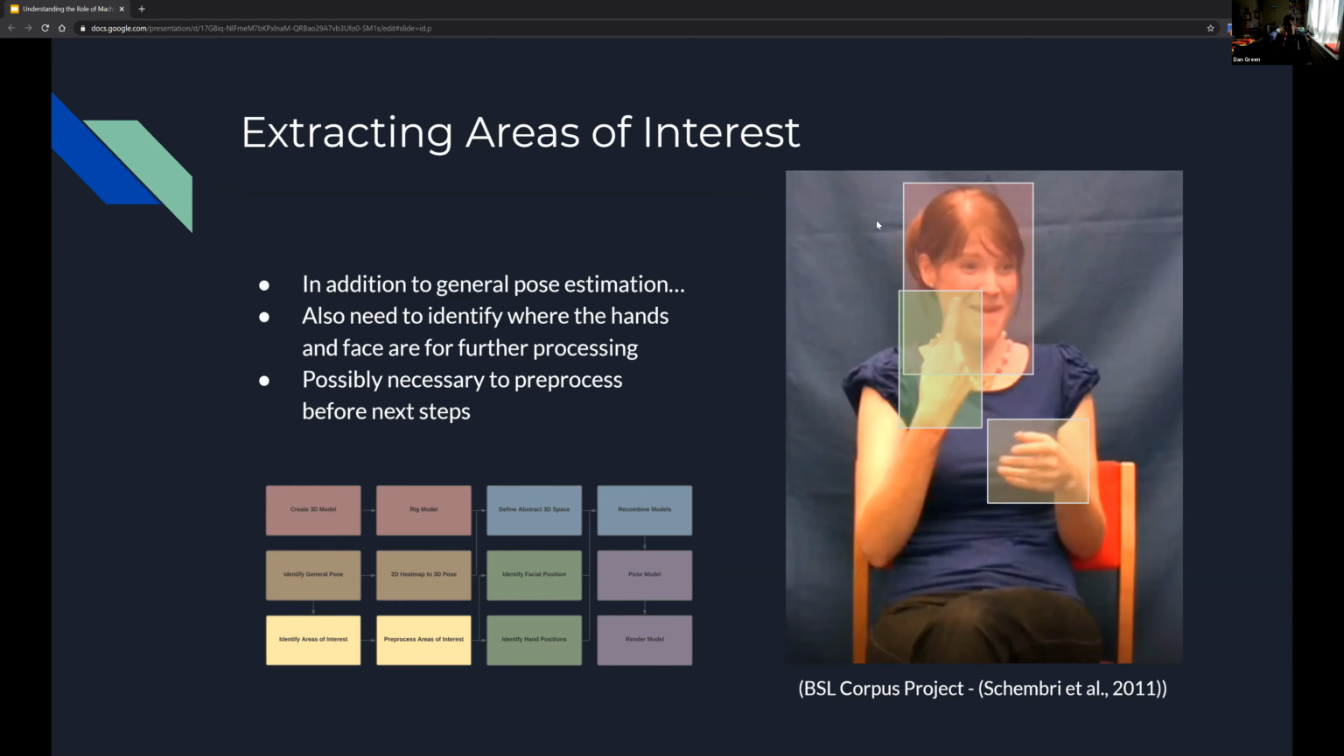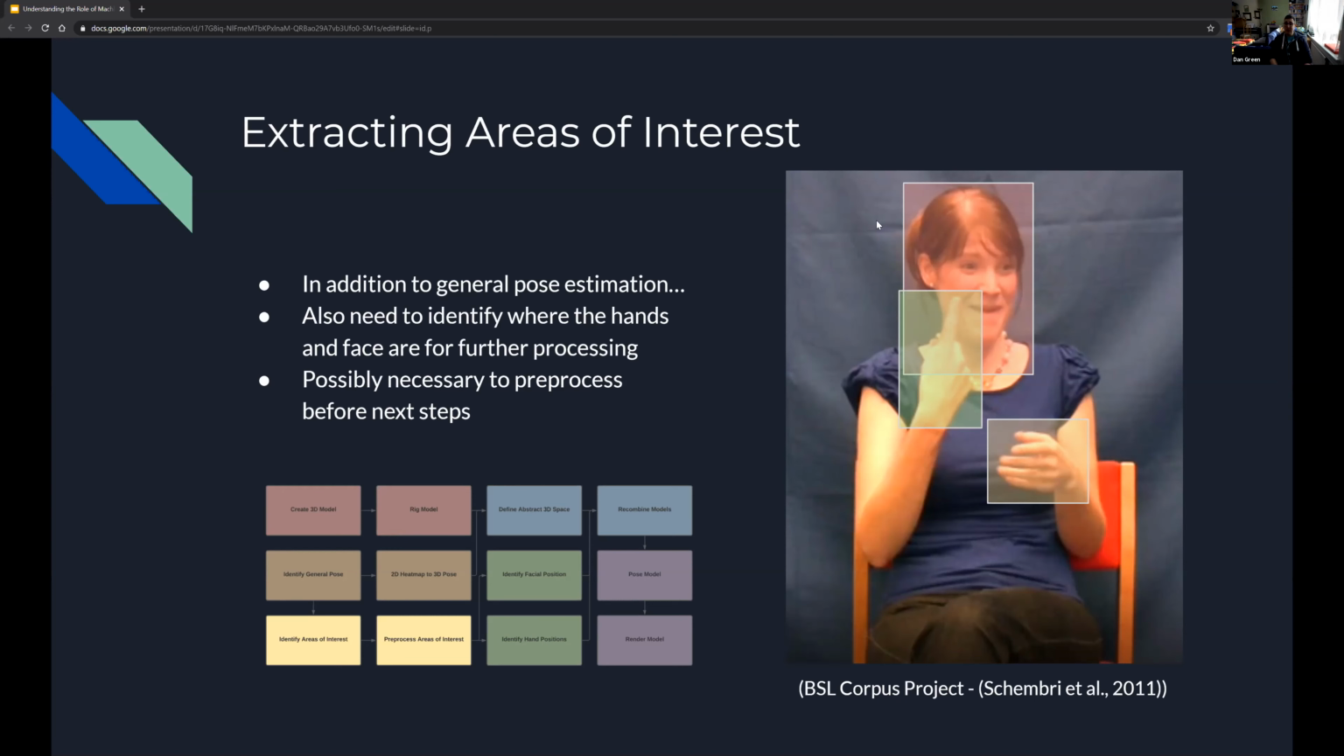As you can see here, we've got our signer on the right, and we'd want to extract the pixels around the hands and the pixels around the face to be able to do further processing on that. It may well be necessary or helpful to do some sort of pre-processing.